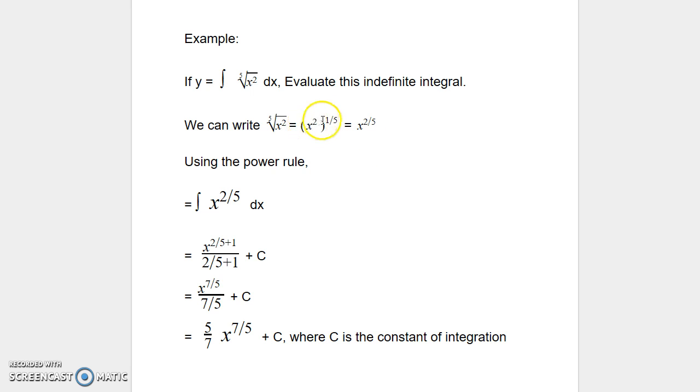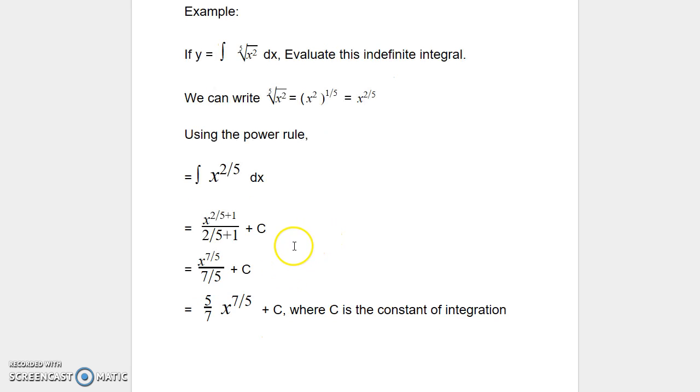And when we simplify this, x to the power of 2, the whole thing raised to the power of 1 over 5, we can write that as x to the power of 2 over 5. We have successfully converted the radical term into an exponential term. Now we are ready to use the power rule and then simplify this example problem. We can write the integral of the fifth root of x squared dx as the integral of x to the power of 2 over 5 dx. Now we're going to use the power rule and then simplify this process.